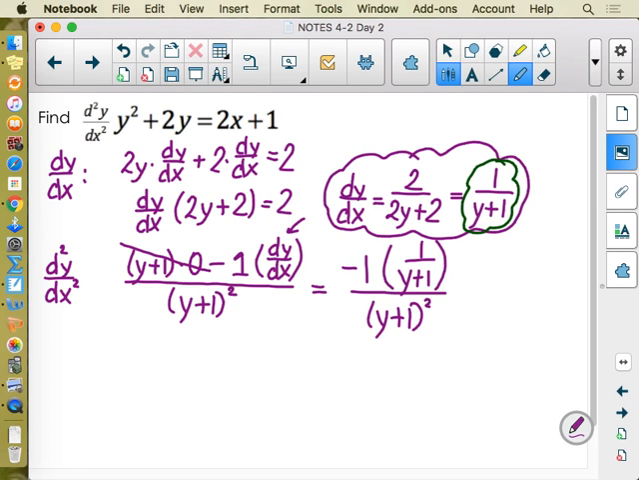And I can clean that up a little bit, and I should. So that's really a y plus 1 factor to the negative 1 in the numerator, and I have 2 factors of it in the denominator.